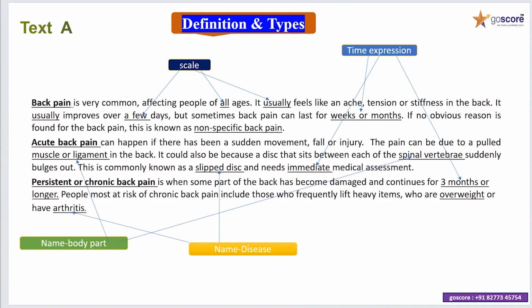So in the first text we have read, it's definition and types, right? Back pain they have mentioned here. Then types, acute back pain and persistent or chronic back pain. So from here we understood what this particular paragraph contains: only definition and some types of back pain. So you can just write in your own way. Okay, definition and types. I have given the name definition and types for text A. This is for sequencing your paragraph. It will be very helpful.